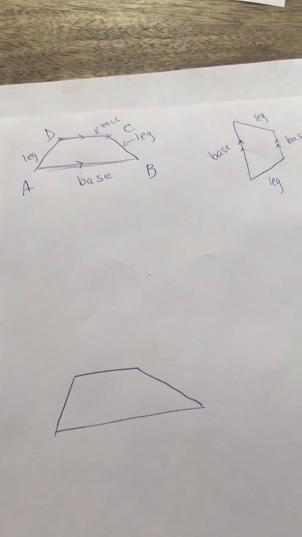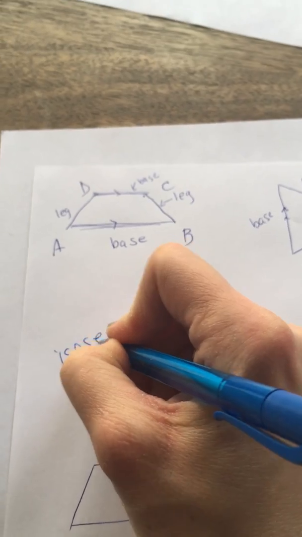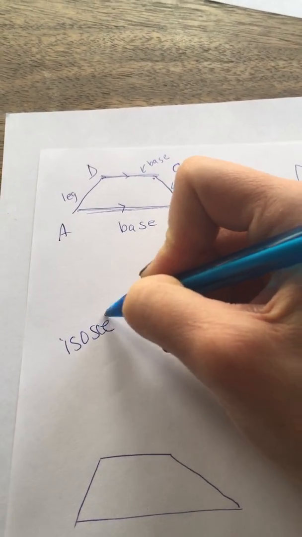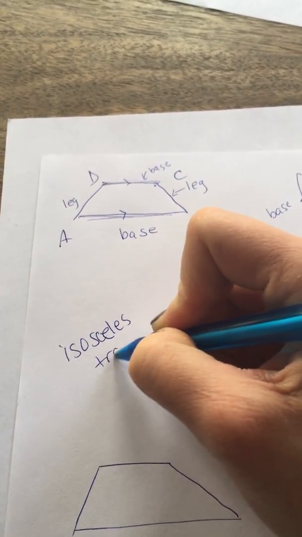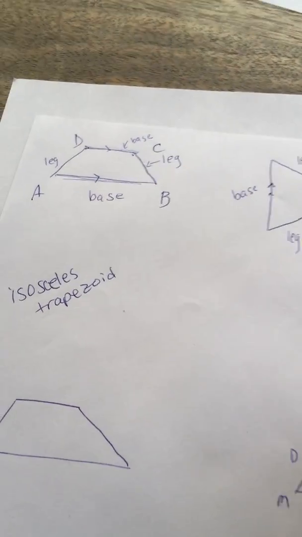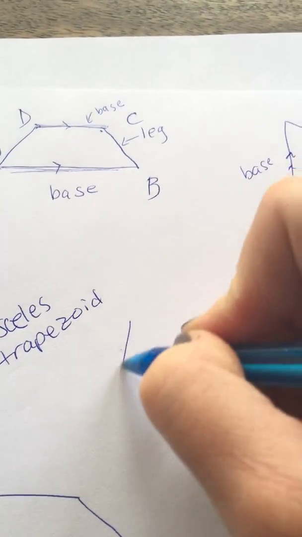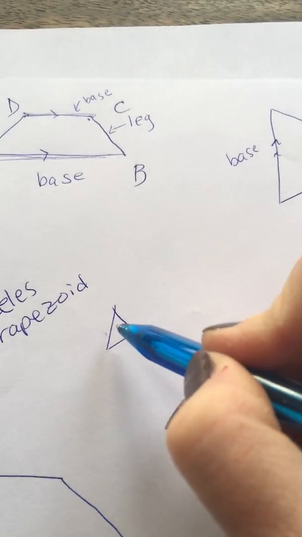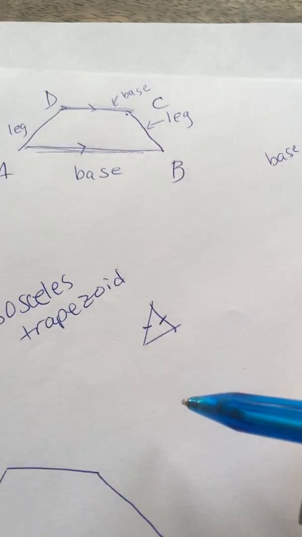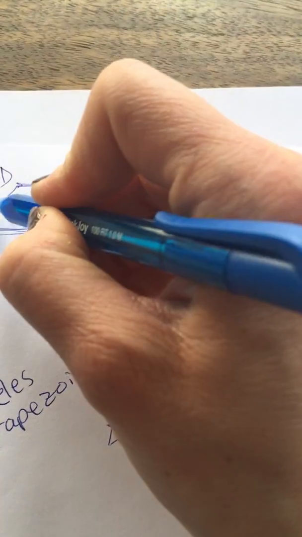Now, sometimes you're going to have a very special trapezoid called an isosceles trapezoid. We're going to talk about these a lot in this section. Isosceles trapezoids are a lot like isosceles triangles. Remember, in an isosceles triangle, your two legs were congruent. Well, in an isosceles trapezoid, your two legs are also congruent.